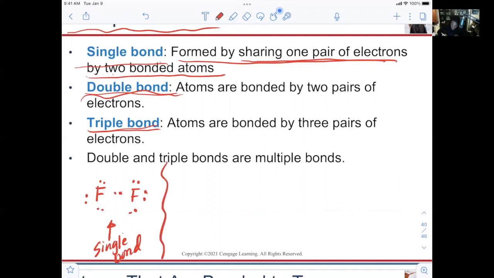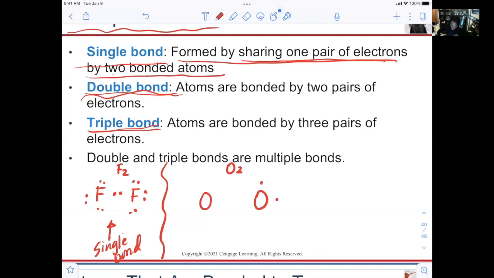Next, double bonds. Let me see what forms double bonds. Oxygen, okay? Let's see why 2 oxygen atoms will form a double bond. So the formula here is just F2. Here the formula is O2, but why do they form double bonds? Why does it take all that to obey the octet rule? Let's see.